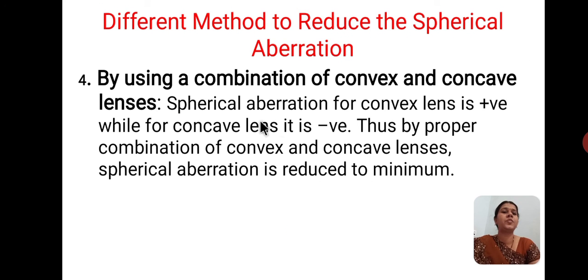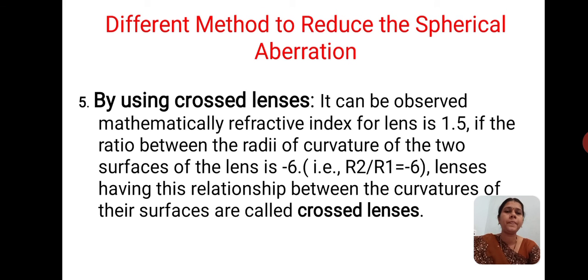I have written here, spherical aberration for the convex lens is positive, while for the concave lens it is negative. In the concave lens, the marginal ray IM is lying towards the right of the paraxial rays, so it is negative. Thus by the proper combination of convex and concave lenses, spherical aberration can be reduced further. So this is the fourth method where we can reduce spherical aberration.